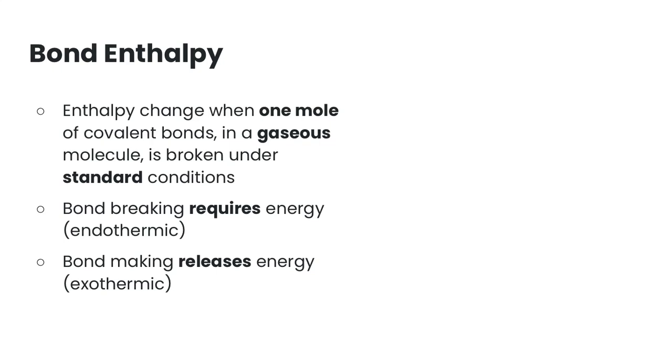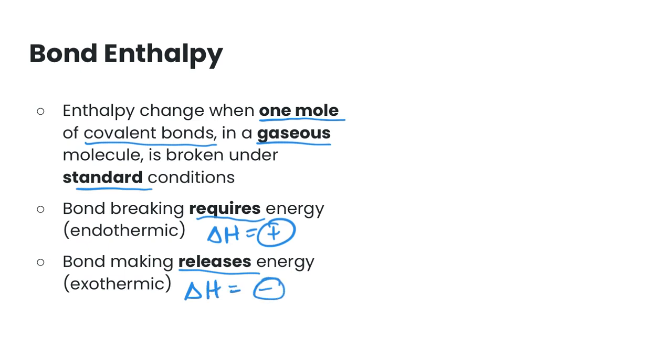In this video, we're going to take a look at bond enthalpies. And so a bond enthalpy is the enthalpy change when 1 mole of covalent bonds in the gaseous state are broken under standard conditions. A couple of things to keep in mind: bond breaking will require energy, so it is endothermic, and the delta H will be a positive value. Whereas when we're making bonds, it's going to release energy, so that's exothermic, a negative value.